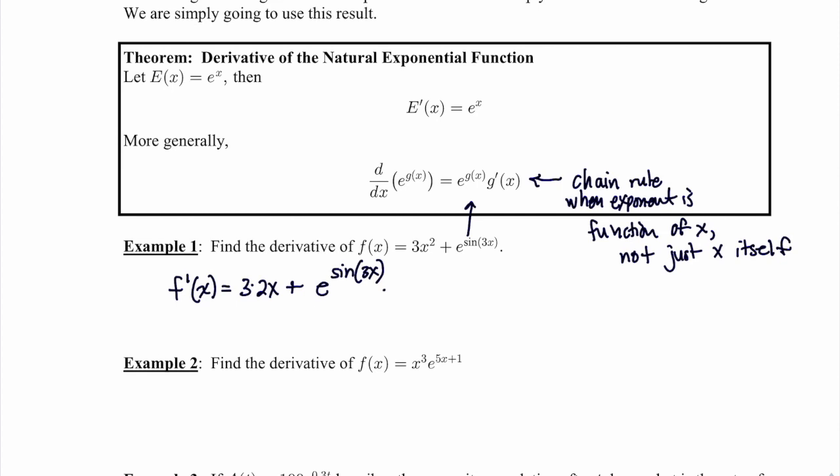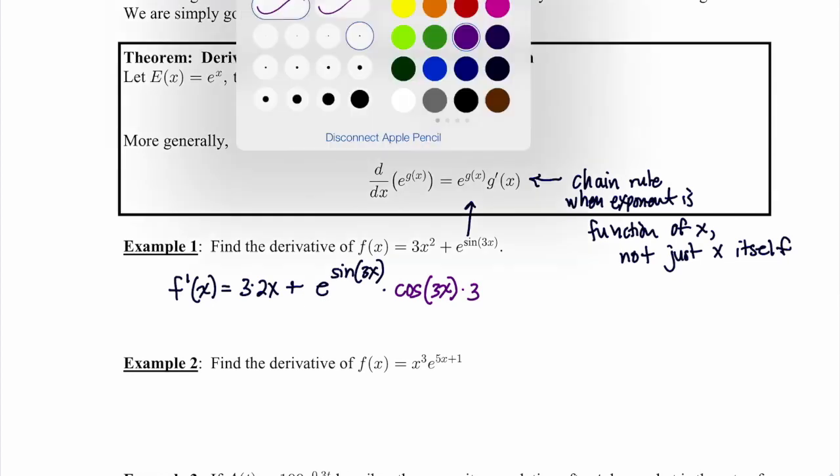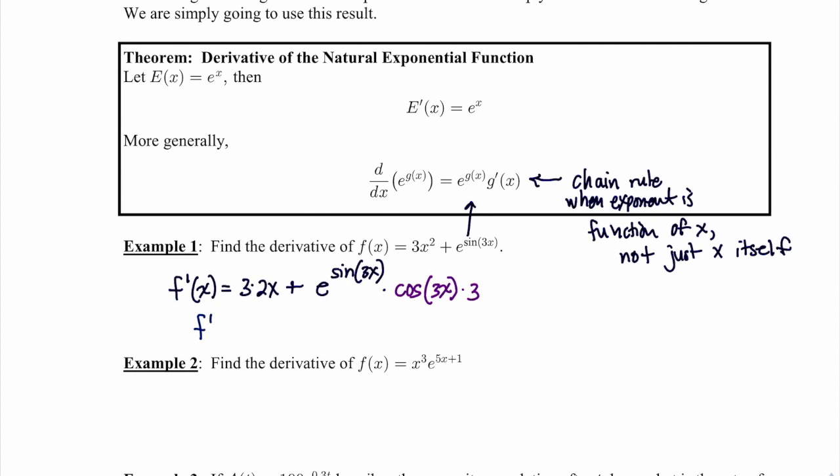And notice that function, sine of 3x, is another composition. So when I do its derivative, I also need the chain rule. So I'll have the derivative of sine is cosine. I'll leave the input the same, and then multiply by the derivative of the input, which would be 3. So what we find here is that the derivative, f prime of x, is 6x plus, I'm going to reorder this, 3 cosine of 3x times e to the sine of 3x.